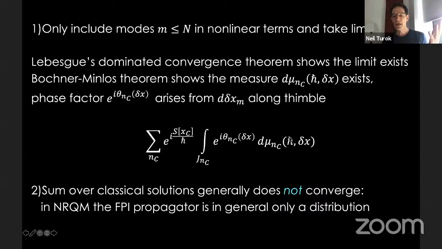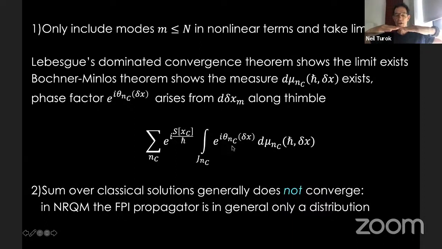And you can calculate this by solving the flow equations. You can calculate the thimble by solving the flow equations. And then of course you have to integrate over it to get the quantum theory. Now, there's also a phase. This phase arises from changing variables, or actually just deforming the contour.